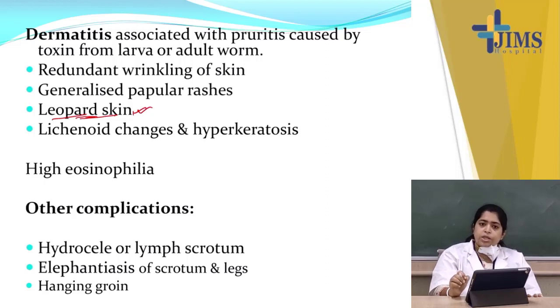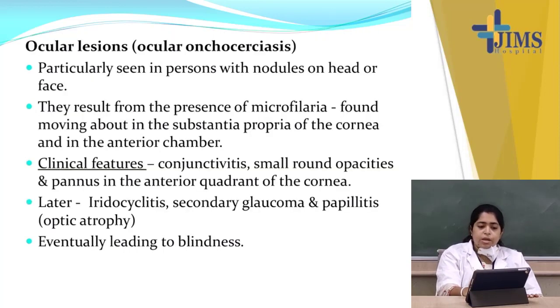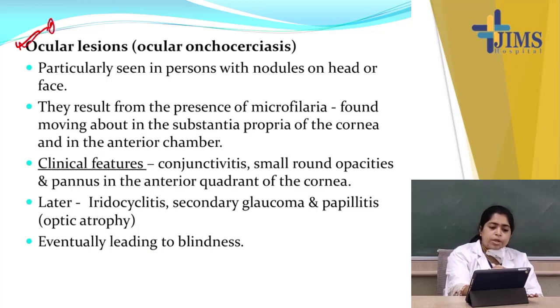In blood examination, we may find high eosinophilia. Some other complications are hydrocele and lymph scrotum, elephantiasis of scrotum and legs, and hanging groin. These are a few complications. Now let us come to ocular lesions. This is very important, ocular lesions.